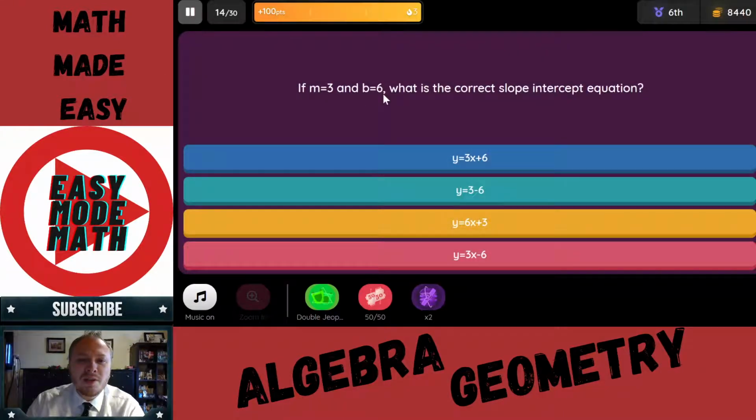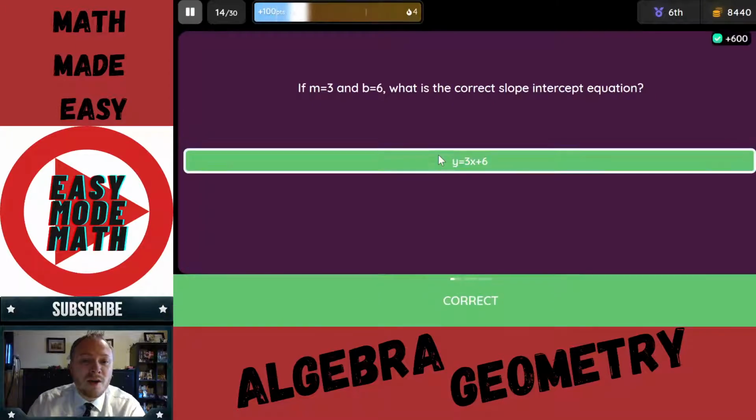If m is 3 and b is 6, what is the correct slope-intercept equation? The slope-intercept form of this line, m equals 3, b equals 6. Is it y equals 3x plus 6, y equals 3 minus 6, y equals 6x plus 3, or y equals 3x minus 6? Y equals 3x plus 6.